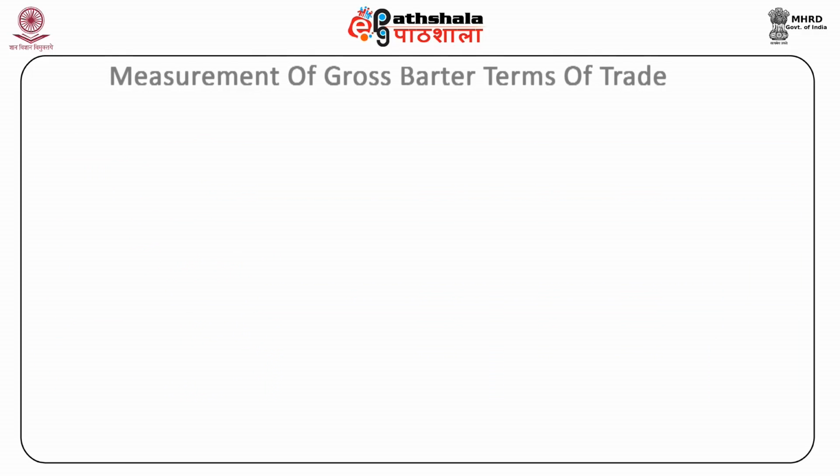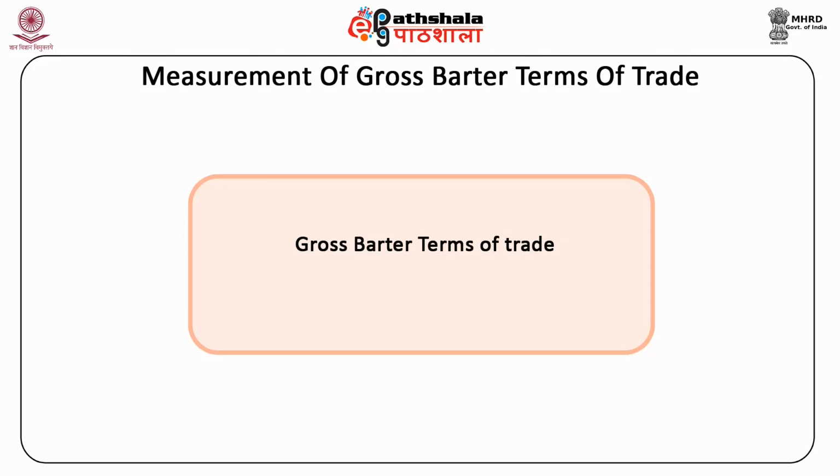Symbolically, gross barter terms of trade is expressed as follows. G is equal to IQ upon XQ into 100, where IQ stands for the import quantity index, XQ for export quantity index, and G for gross barter terms.